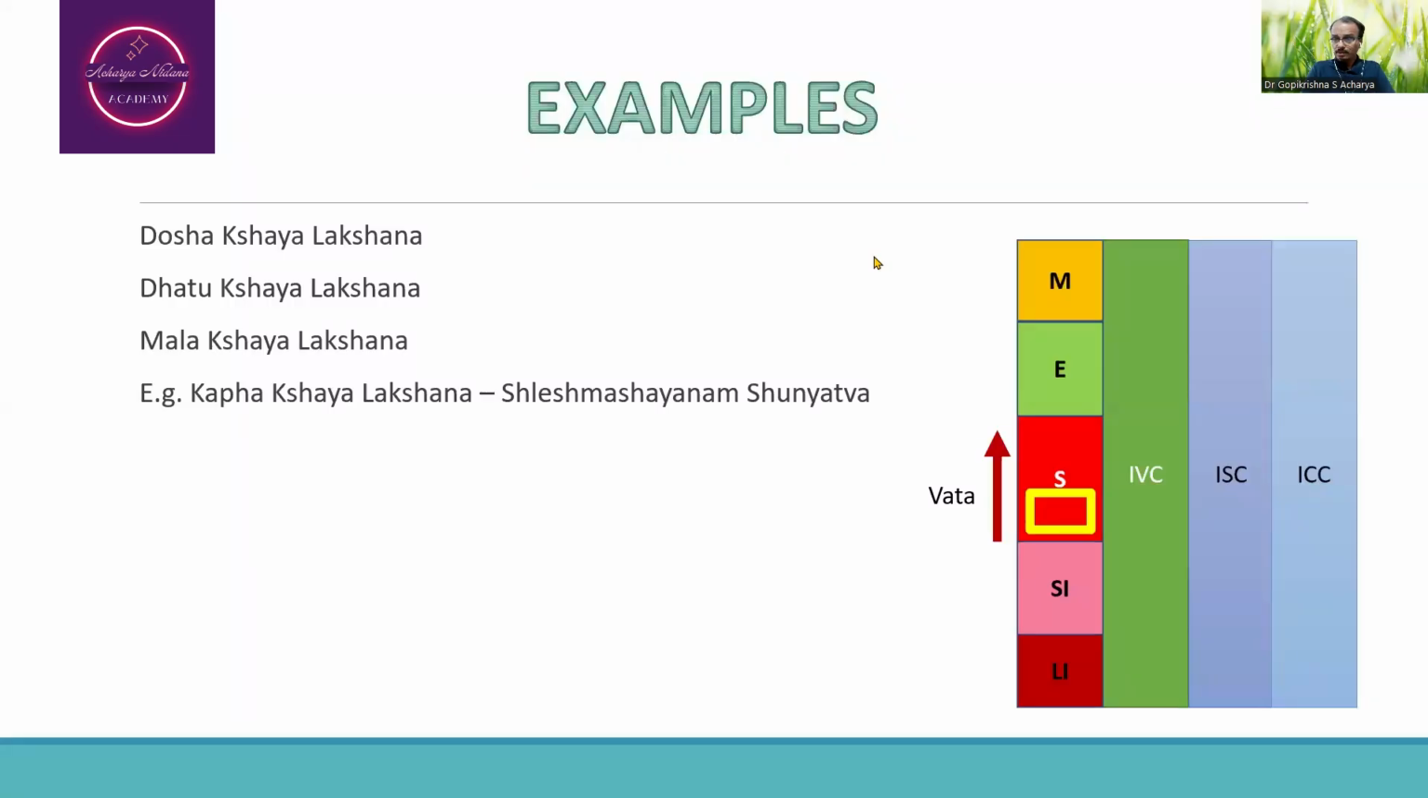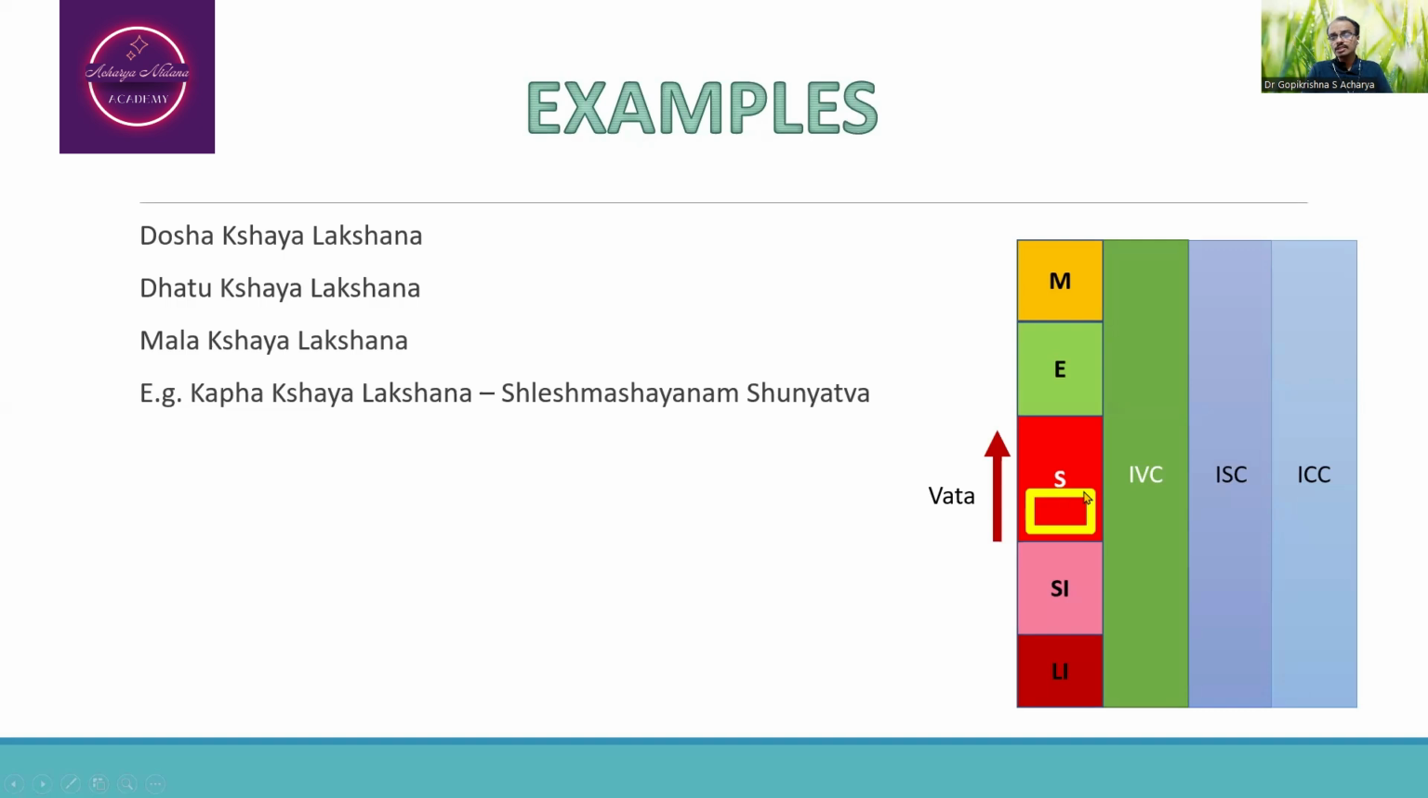So this is the description given in Ashtanga Hridaya Sutrasthana 11th chapter in terms of the Kshina Gati of the Abhyantara Hetu. Regarding the example, it is mentioned Shleshma Shayanam Shunyatvam. It is mentioned in the Kapha Kshaya.